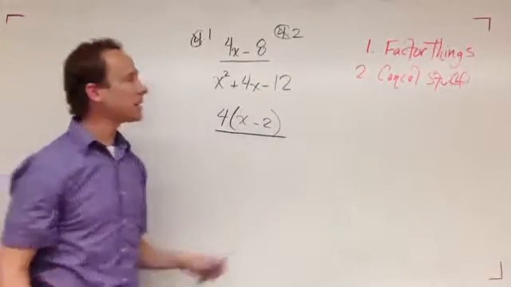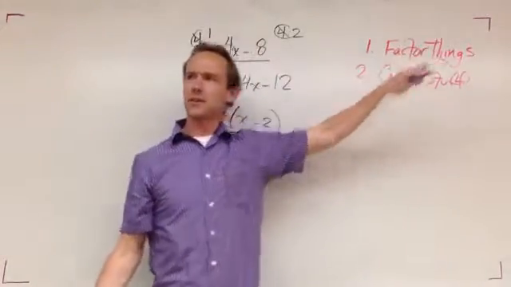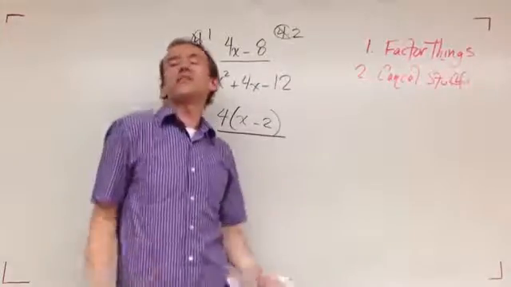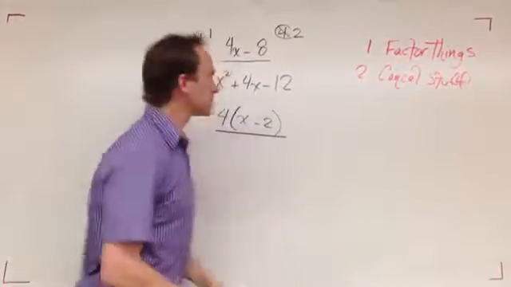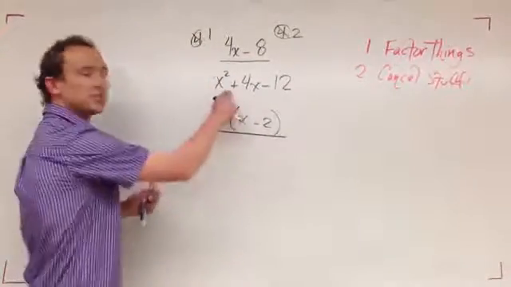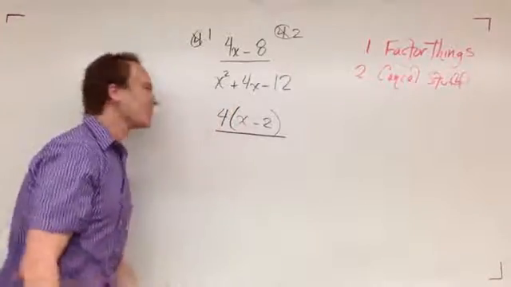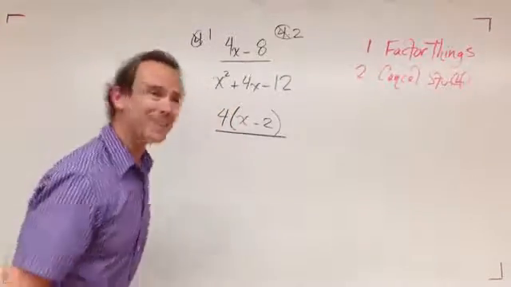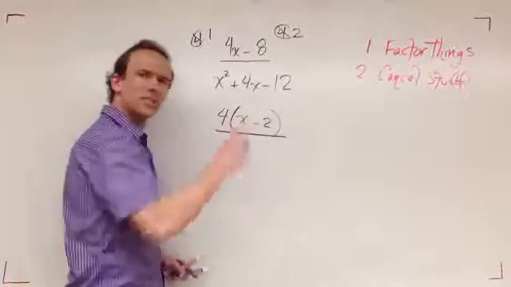Alright, on to the denominator. So what do you mean by factor things? I mean factor the numerator and factor the denominator if it's possible. In this case it is. This is a trinomial. It's got 3 terms. You think I'm lying to you again? Look, 1, 2, 3. 3 terms.